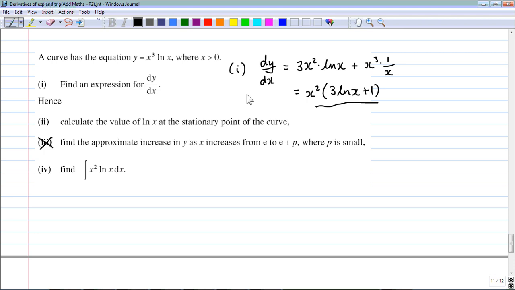Calculate the value of log x at the stationary point of the curve. Well, if dy by dx equals 0, and x is bigger than 0, so that means x squared is not 0, 3 log x is equal to minus 1, so log x is equal to minus 1/3. So remember, logarithms can be negative, but you cannot put a negative number into them. So here, for example, we can put x equals e to the minus 1/3, which is a positive number.